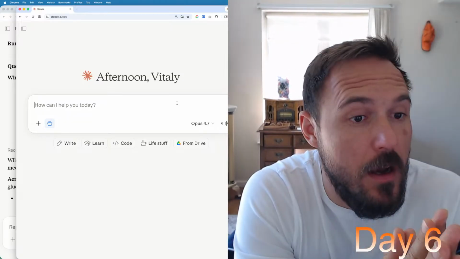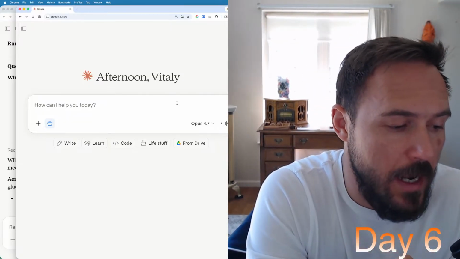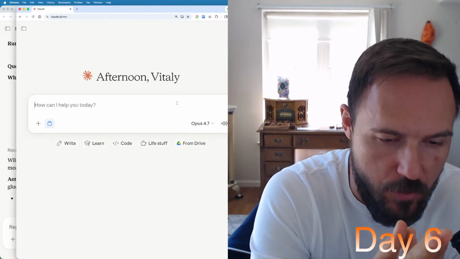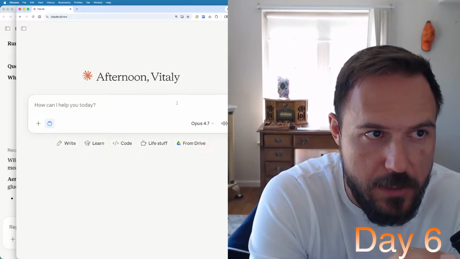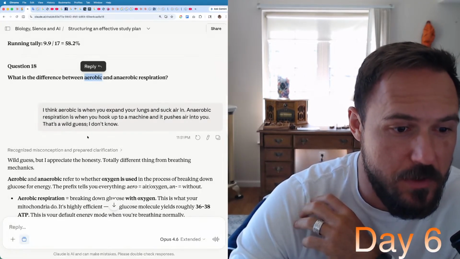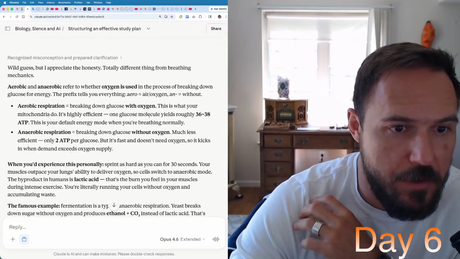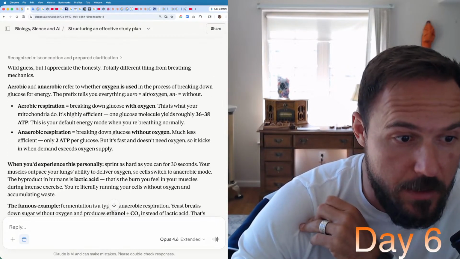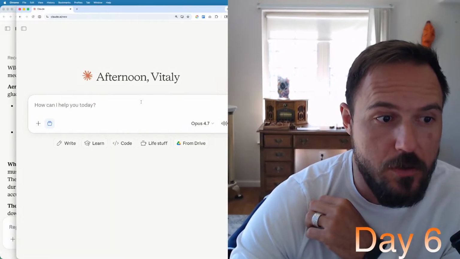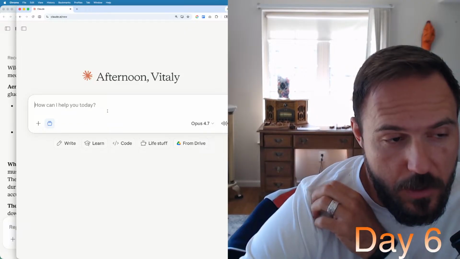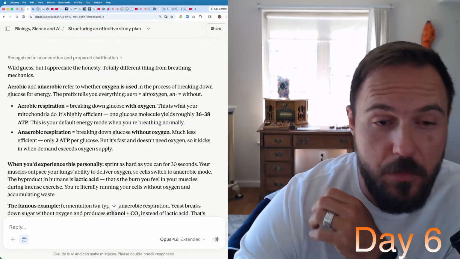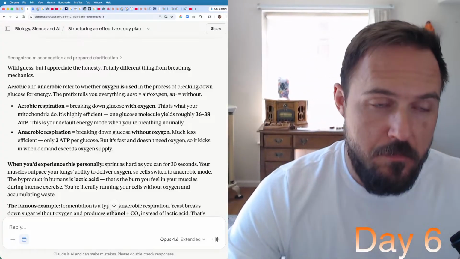Okay, here's the thing. There are two ways we can break down sugar: aerobic and anaerobic respiration. With aerobic, when we use oxygen, approximately 36 to 38 ATPs are created in mitochondria. And anaerobic respiration gives only 2 ATPs per glucose. So the question is, is it possible to put our organism in a state of anaerobic respiration for a long time? And by long time, I mean a few days.